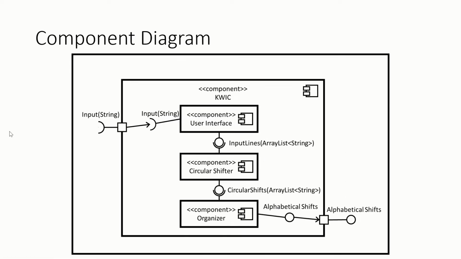Moving on to the component diagram, the first requirement in this component is the input string, and that is required by the user interface, which will pass an array list of strings into the circular shifter, which will pass a different array list of strings into the organizer, and that is the final output.